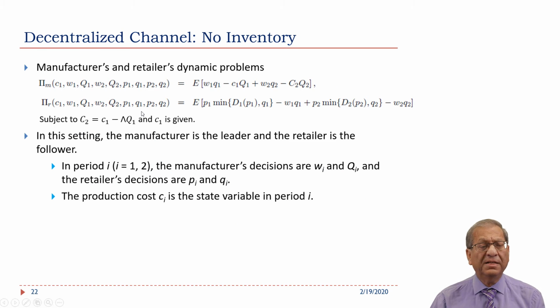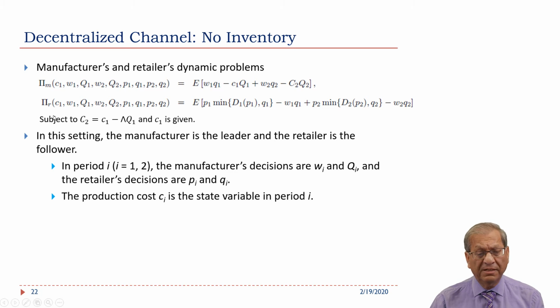Then we look at the decentralized channel, and once again, we assume no inventory carryover. Here we have 2 different objective functions. One is the objective function of the manufacturer. The second one is the retailer's. They depend on all of the variables involved in this problem. As you can see, the profit of the manufacturer is an expected value of wholesale price times the ordering quantity, which is the revenue of the manufacturer, minus the cost of its production, and likewise for the second period.